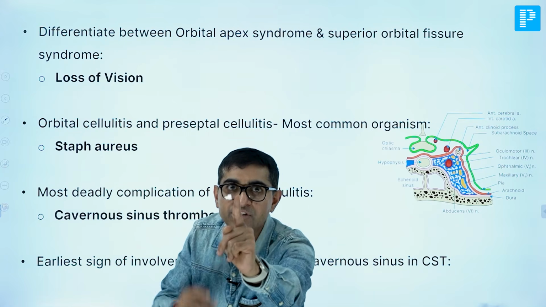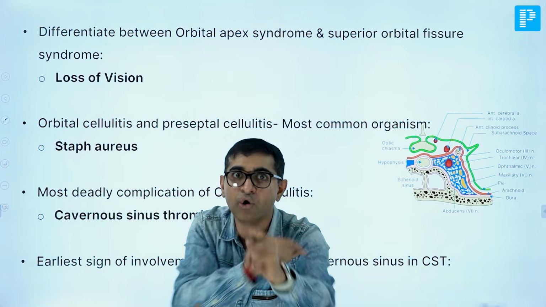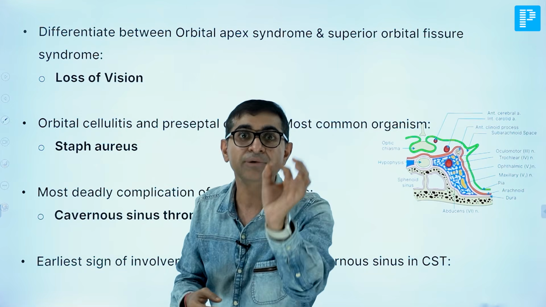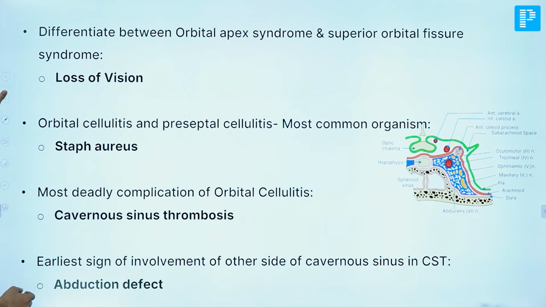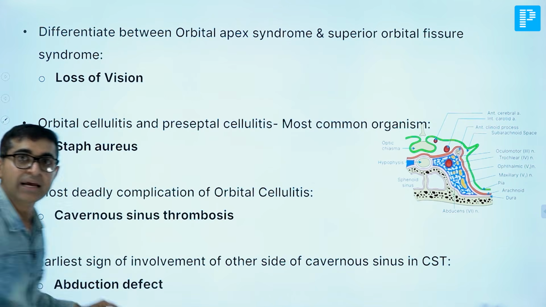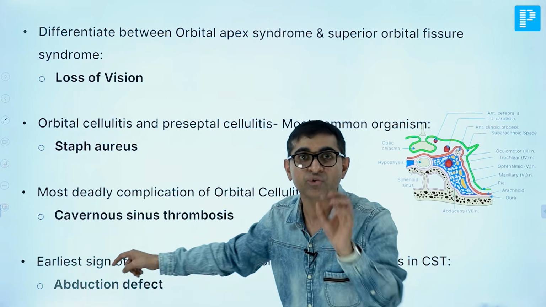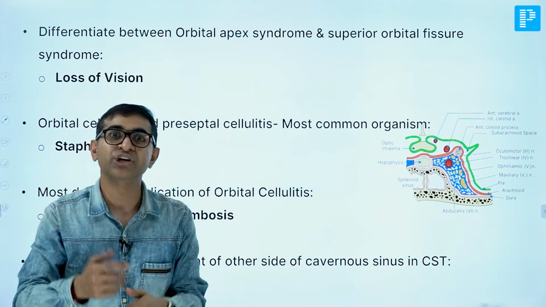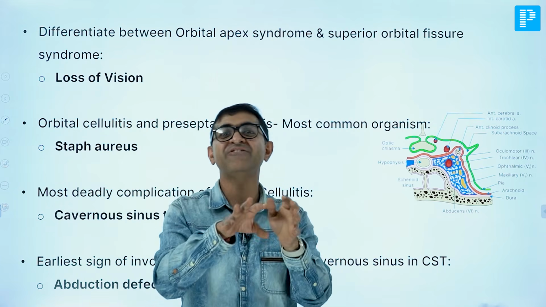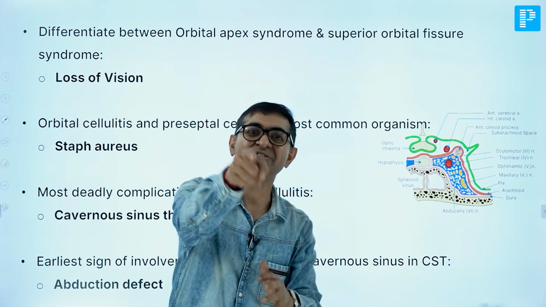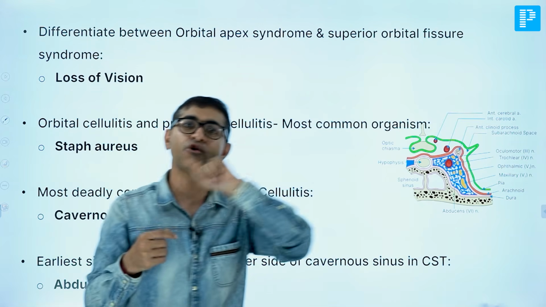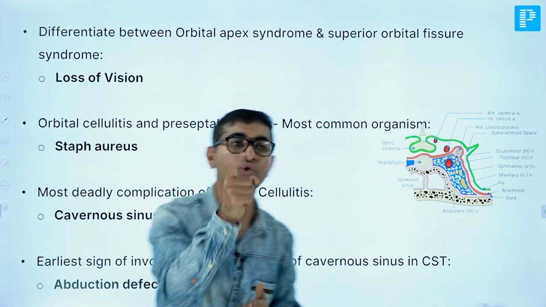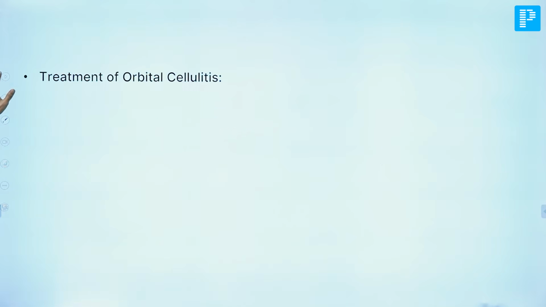So if you ask the patient to abduct the eyeball, and lateral rectus involvement is there, the eye will not be abducted. So there will be a typical abduction defect. That is one clinical acumen application by which you can save nearly 10, 12, 15,000 rupees of the patient, and you know whether there is involvement of the other side in cavernous sinus involvement or not. All right. Now moving on to the next part.